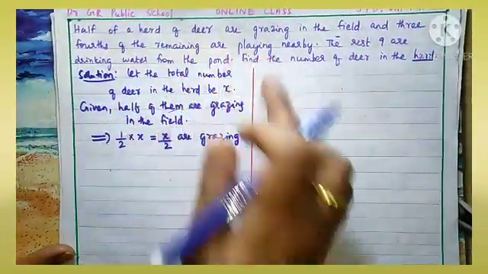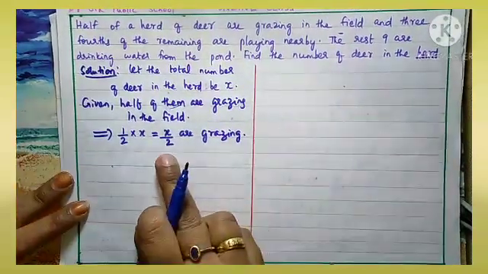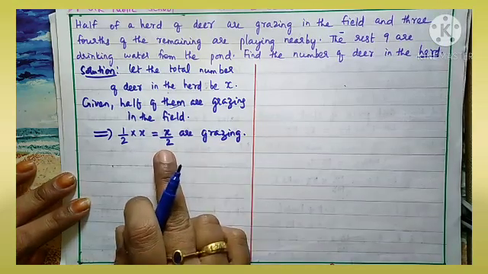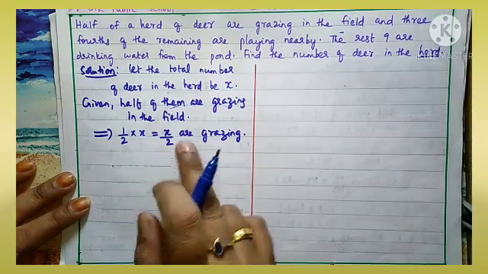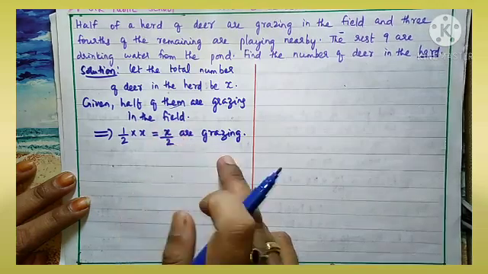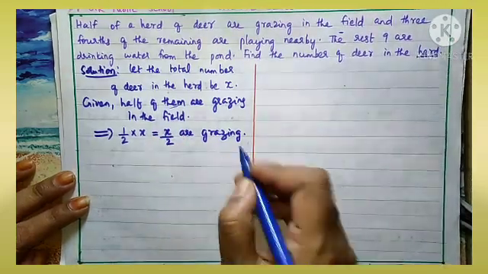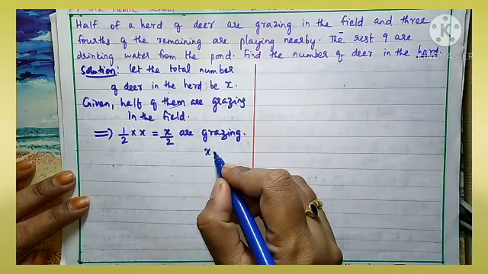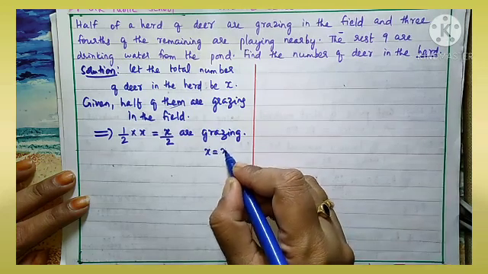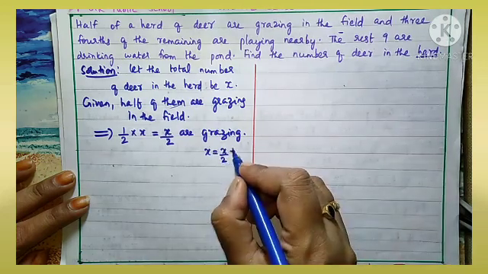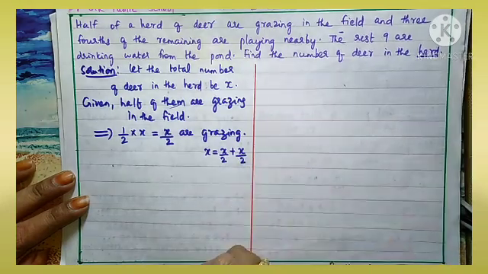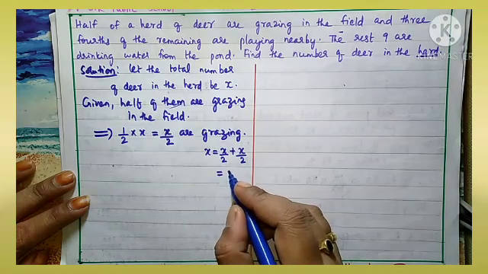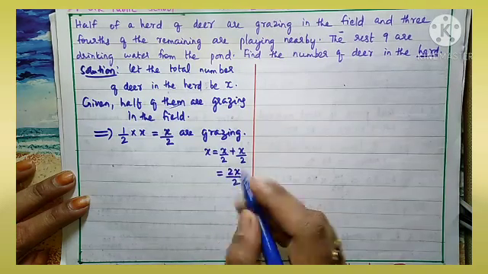3/4 of the remaining are playing. So when 1/2 are grazing, what about the remaining half? Yes. So if x by 2 is 1/2, what is the remaining? Yes, it is also x by 2. So x is equal to x by 2, which is 1/2, and the other half is also x by 2. Understood? So x by 2 plus x by 2 is what? It is x plus x, 2x by 2, like fractions.